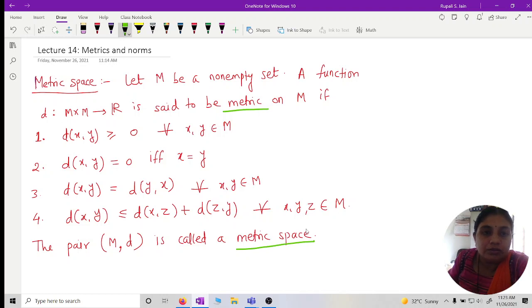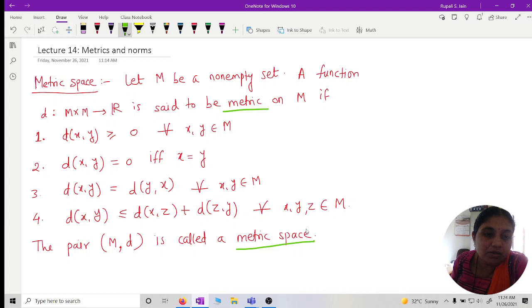So you take M as any non-empty set. Then if you are able to define a function d whose domain is M cross M and codomain is usually R plus, or R also if we write, no problem, because distance is always greater than or equal to 0, then it is said to be a metric on M if it satisfies these conditions. So we know that distance is always greater than or equal to 0, and distance of x,y is equal to 0 if and only if the two points are the same. And distance of x,y is equal to distance of y,x.